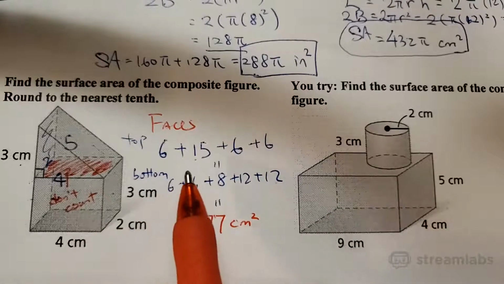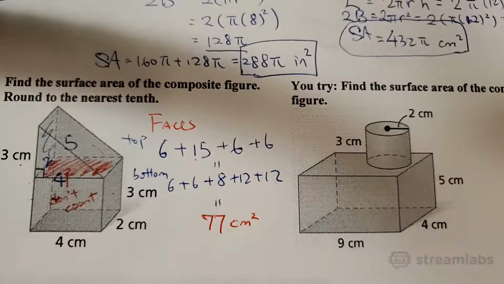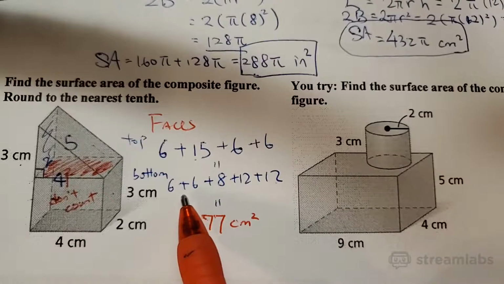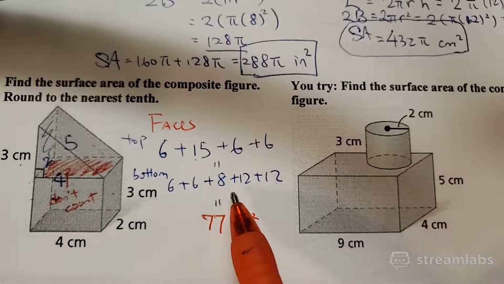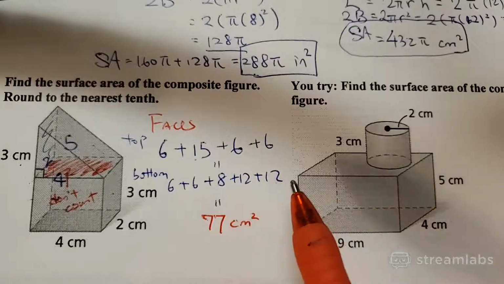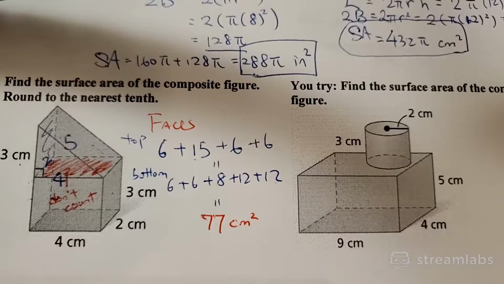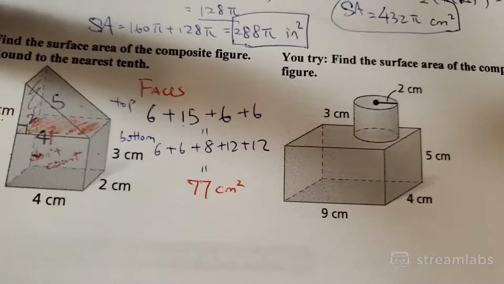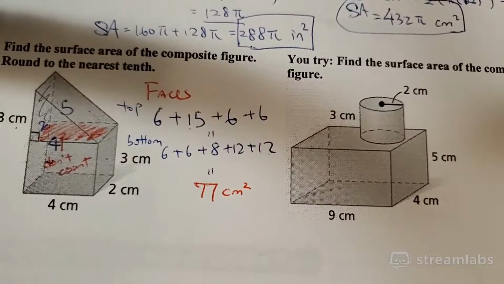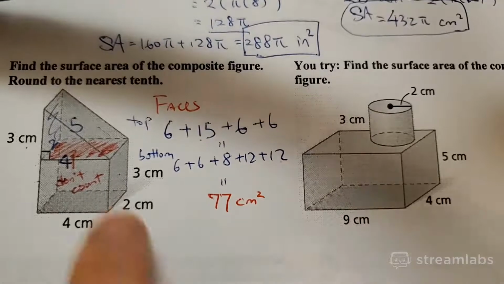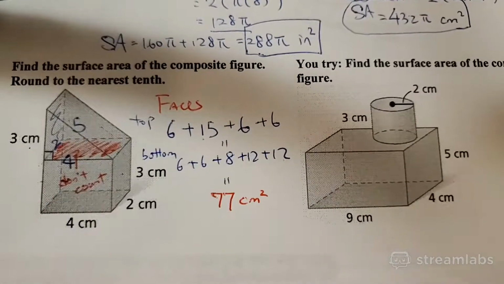Right. 21, 12, 33, 45, 65. Yeah, right? 77. So these are using faces. I'm doing it really quick because there's nothing to talk about really. Just don't count the middle one. Okay. All right. So formula.